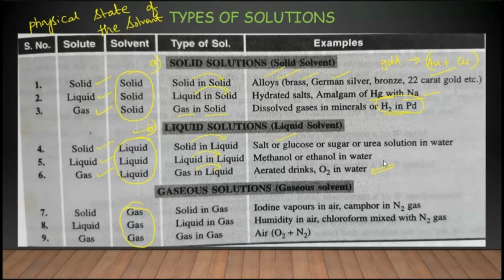Okay. The third type of solution is a gaseous solution. As I told you before, the solvent is going to be gas, right? Here also you have three different types: solid in gas, liquid in gas, and gas in gas. I've given the example for all three types. Basically, you have to go through these examples and try to remember them.